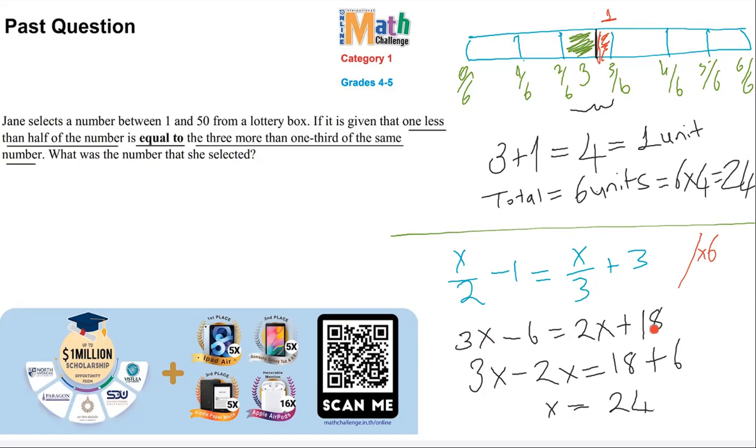So in the next step, we do not have any fraction, and it is simpler than the first one. Let's solve this equation, with the unknowns on one side and the numbers on the other side. 3x minus 2x is x, 18 plus 6 is 24. So the answer is 24. To check, you can just substitute here and see whether it works or not.